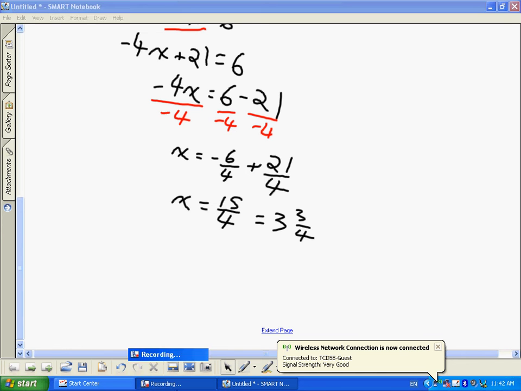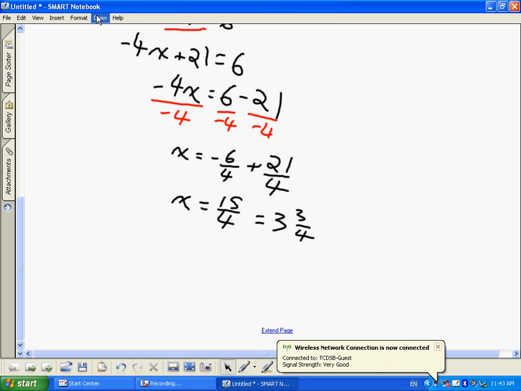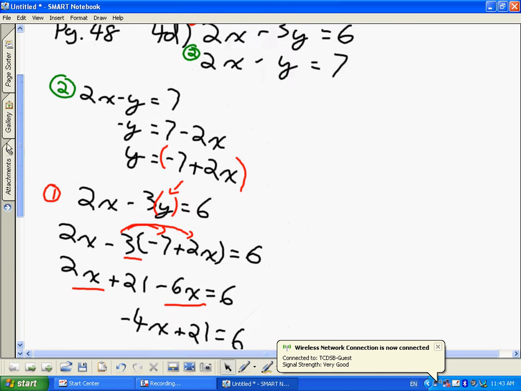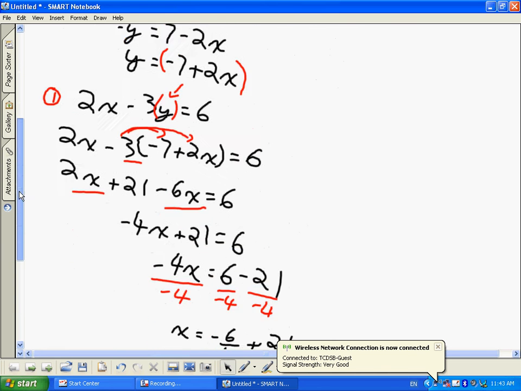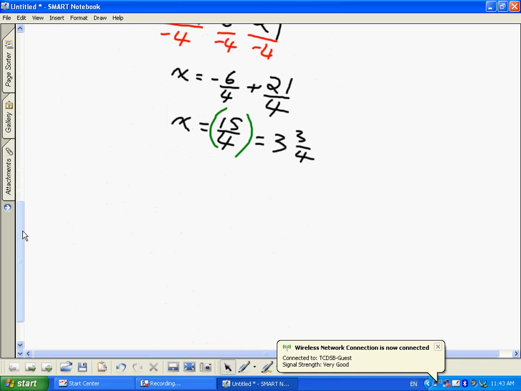Okay, so we're still not finished. We have a value for x. I need to plug that in to solve for y. So let's go back to our second equation. Let's use that one again. Second equation.